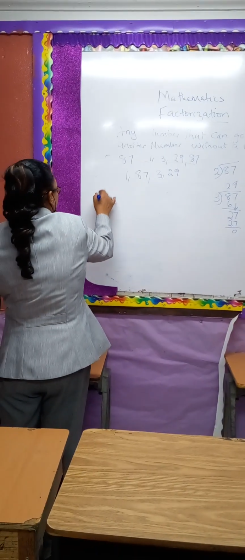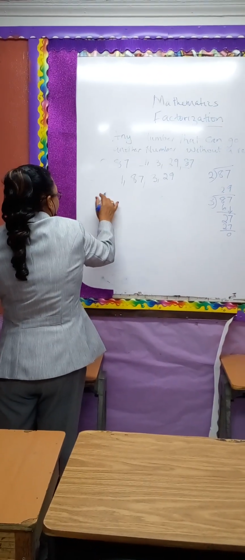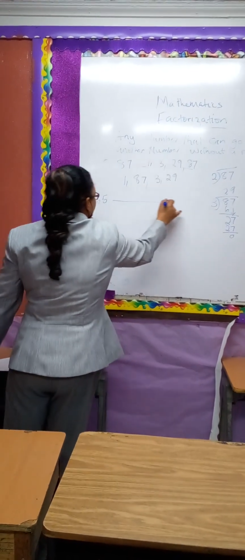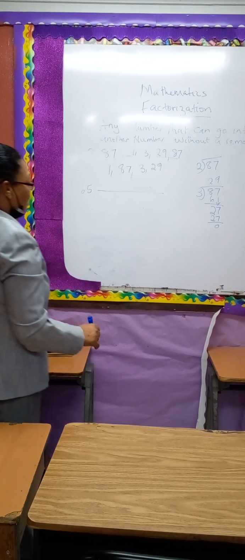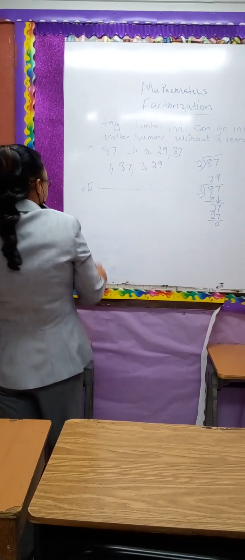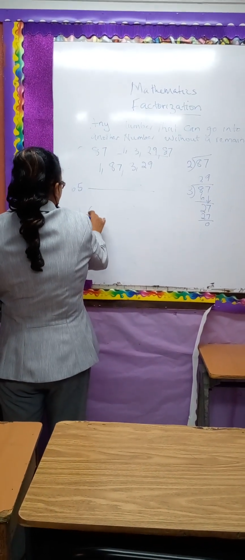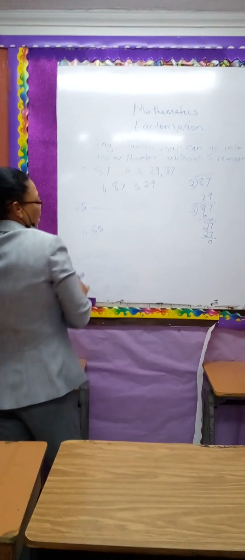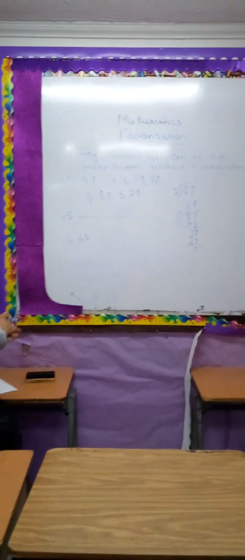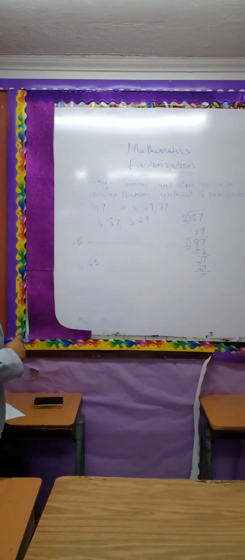The next number I had here was 65. And I'm going to follow the same basic principle, finding the factors of 65. Factors of 65, as I said, the first factors would have been 1 and 65. So I know that 1 is a factor, 65 is a factor. Now I'm going to check to see what are the other numbers that can go into 65 without a remainder.